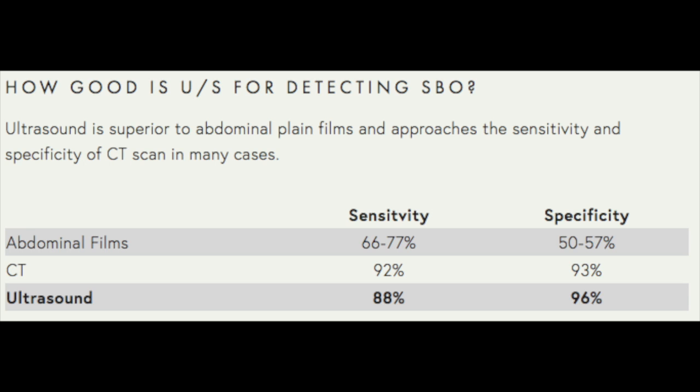This is a chart showing the relative sensitivities and specificities of obtaining abdominal films, CT scans, and ultrasounds in the diagnosis of small bowel obstruction. I don't think any of us are performing plain films anymore for this, as we are really routinely going to CT scan. But I want to show that ultrasound is a highly sensitive and specific way of finding a small bowel obstruction and can be done in just a couple of minutes at the bedside.